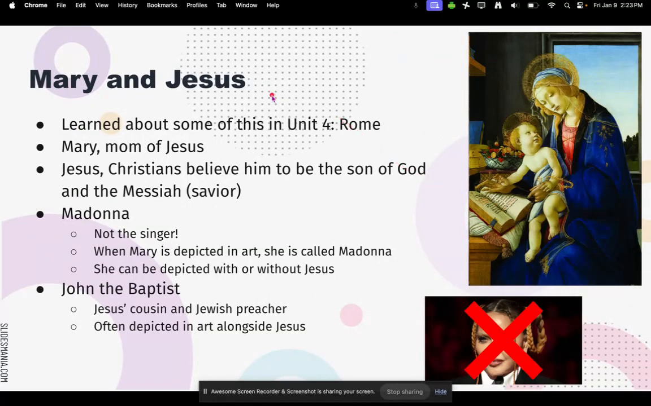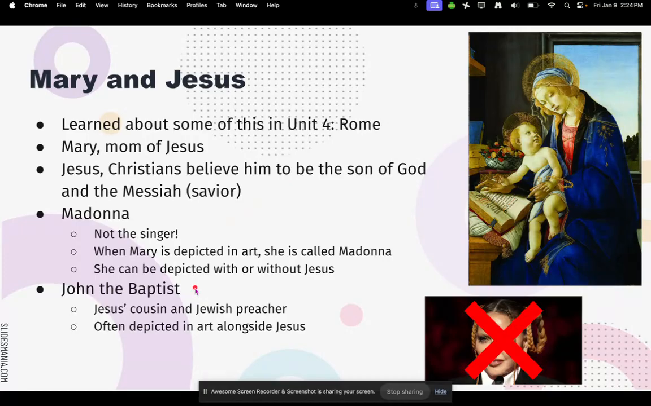You also have Mary and Jesus. We talked about Christianity back in our Rome unit. We talked about how Mary was the mom of Jesus. Jesus is who Christians believe to be the Son of God and the Messiah, or the Savior. In Renaissance art, you will see Mary referred to as the Madonna. And when I say Madonna, I am not talking about the 1980s singer. It literally just means Mary. When Mary is depicted in art, she is called the Madonna. She can be depicted with or without Jesus, but a lot of the time you will see her with Jesus.